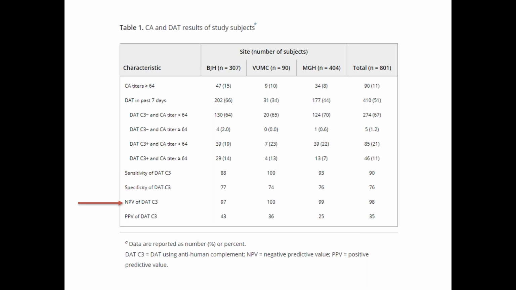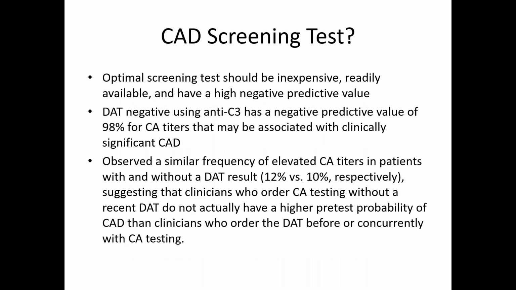So if you do not have complement on the surface of your red cell, you can be very, very confident that you do not have cold agglutinin disease. In fact, of the subset analyzed here at Vanderbilt, 100%, which was consistent at Barnes-Jewish at 97 and 99 at Mass Gen. So what would be a good screening test? Well, the optimal screening test would be something that would be inexpensive, should be readily available, and have a high negative predictive value, which is wonderful because if you are ordering this testing algorithm correctly, a negative DAT when you're using monoclonals for complement has a very high negative predictive value.